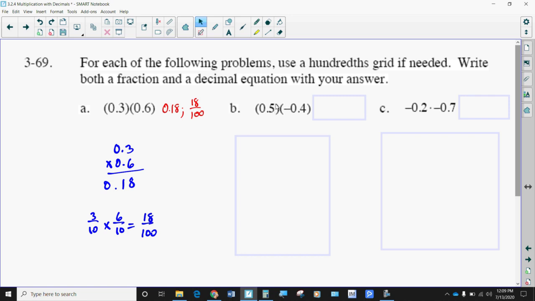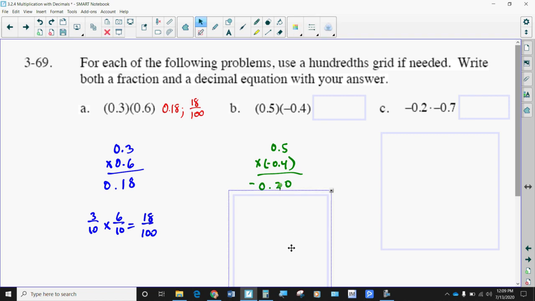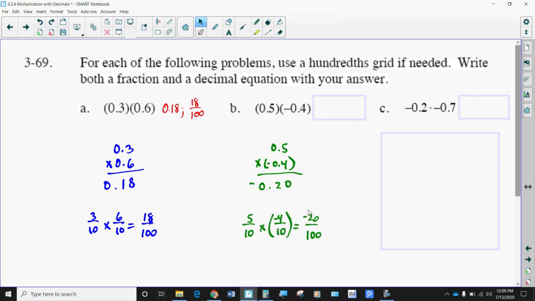Okay, 5/10 times negative 4/10. Well, first off, we know our answer is going to be a negative, right? Because it's a negative times a positive. It's always a good idea, once you realize whether your answer is positive or negative, to put that symbol where your answer is going to be so you don't forget about that. But 5 times 4 is 20, so that becomes 20/100, which could be written as 2/10, and it would be negative 2/10. And in fractional form, 5 times negative 4 is negative 20, and 10 times 10 is 100, so negative 20/100, once again, would be the same as negative 2/10.